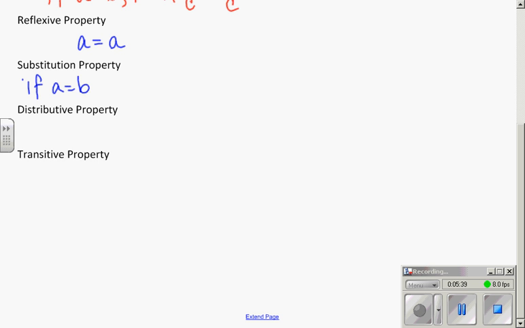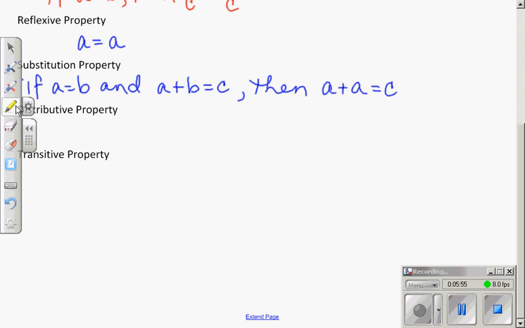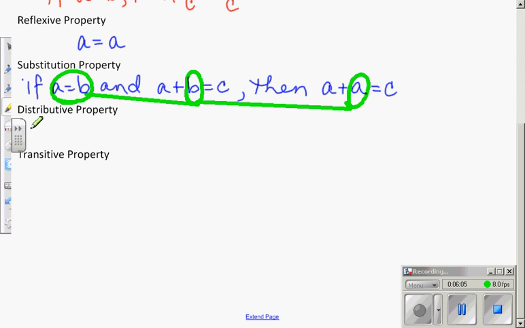So when we're writing this, we would say if A equals B and A plus B equals C, then A plus A equals C. And what I've done here, and I will illustrate it, is if these two are the same, wherever, in this case there's a B, I can replace it with an A because those are equivalent expressions, like 4 quarters for $1.